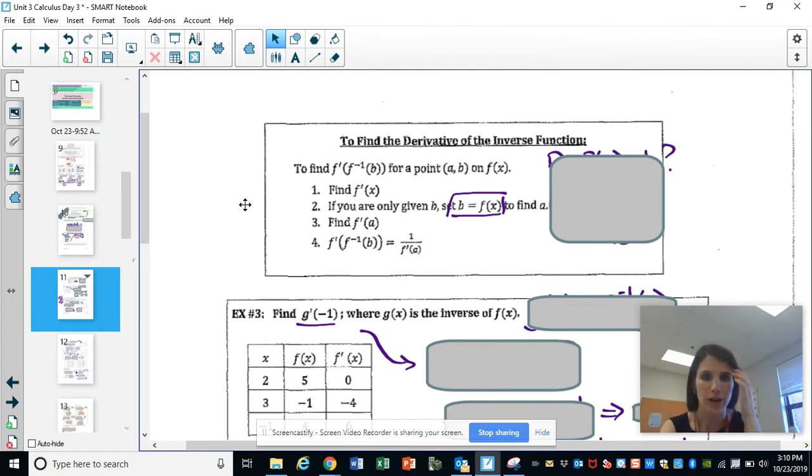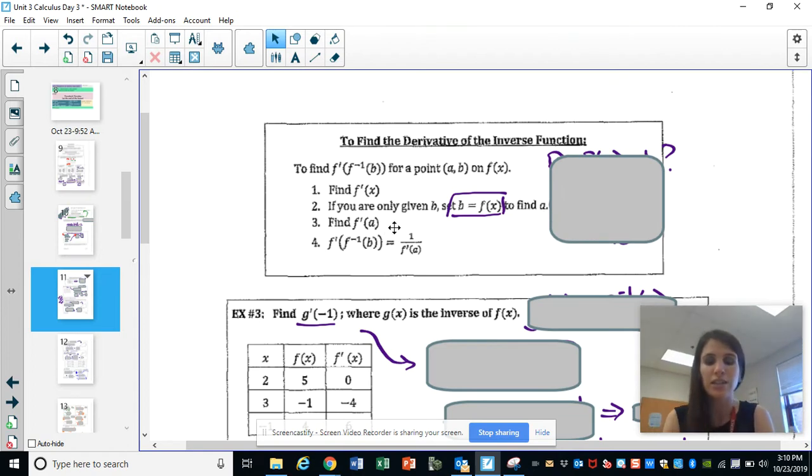To find f prime of f inverse of b for a point (a, b) on f of x, here's what you do. First, if you're only given b, which is what you're trying to solve the inverse for, then you set b equal to f of x to find a. So that's what we did on the first page, right? When we were setting our function equal to the inside of the inverse, to this number here.